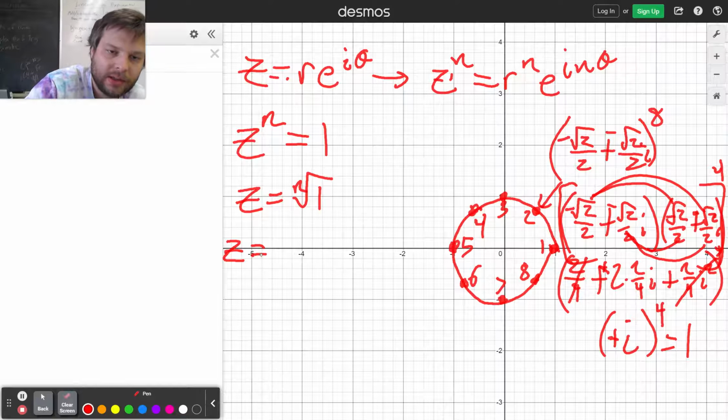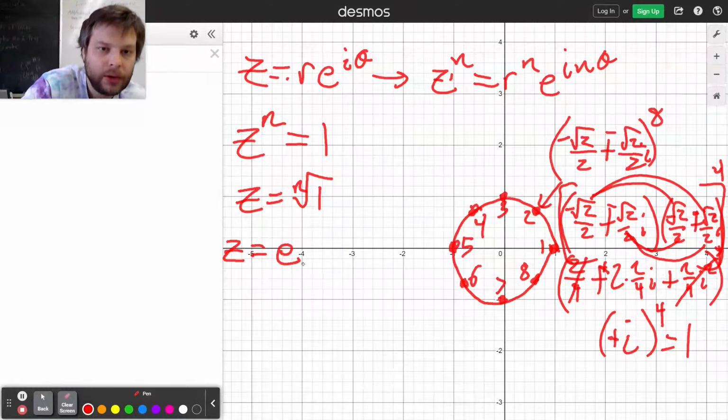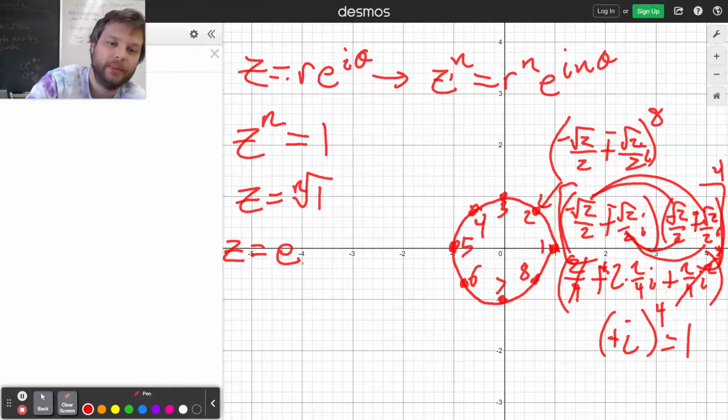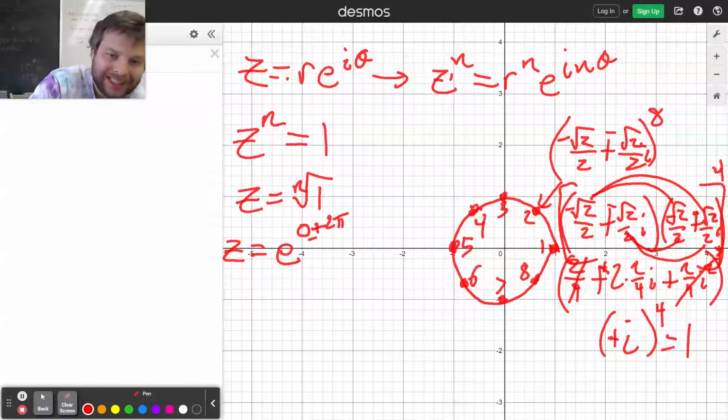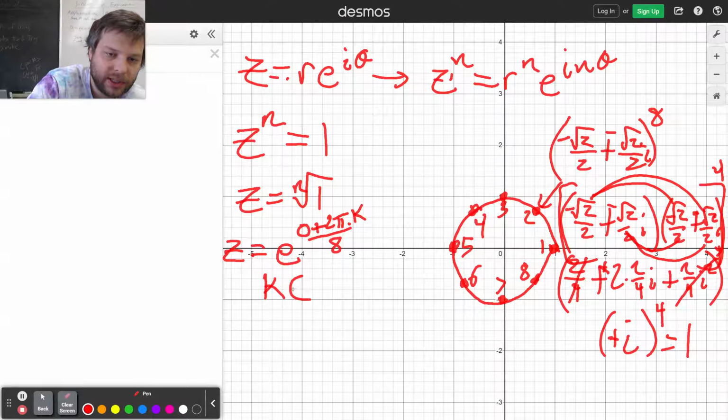You start with the principal root, which is just 1 by itself. And the value of 1 has an angle of 0. So you start with your angle of 0. And then you add rotations of the circle divided by 8. But you don't just have one answer, you have 8 different answers. And so we just use the letter k as an index. It's just counting, k for counting, of course.